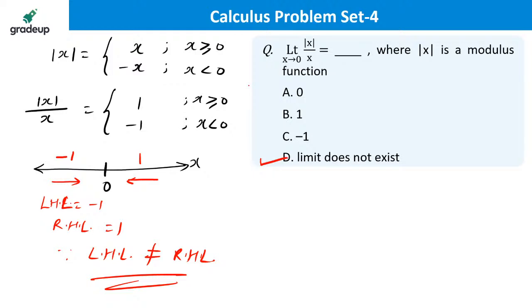So what is the fundamental condition for the existence of the limit? The fundamental condition for the existence of the limit is that the left hand limit should be equal to the right hand limit. That is the basic thought. Okay, so here the left hand limit and right hand limit are not equal, so we can say that this limit does not exist.